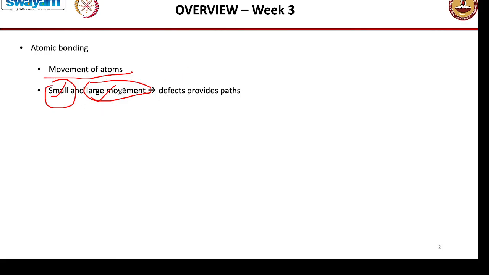And we will study how these small and large movements are influenced by defects, and how these defects provide the path for this movement, in detail. Also, the defects lead to the formation of slip, dislocation and diffusion types of movement. We will study in detail what those are and how the material changes its properties according to these three different behaviors. And finally, we will also study some basics of phase diagrams.